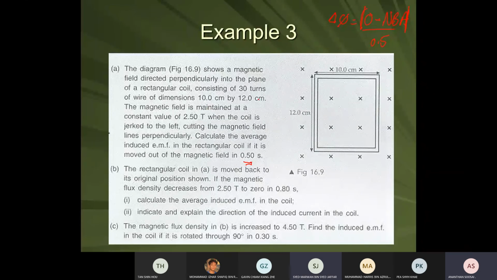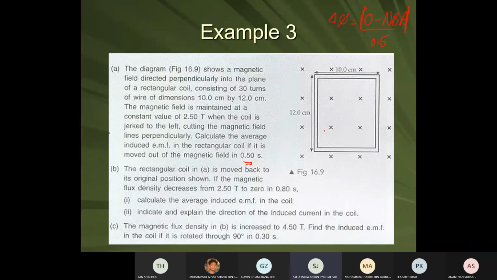When the coil moves out from this magnetic field, what type of change happens? Flux rising or flux decreasing? Yeah, flux reducing. So the current in this coil must flow in such a way that it increases the flux. How can it increase the flux? Create a magnetic field in the same direction as the original magnetic field, or oppose the original magnetic field.